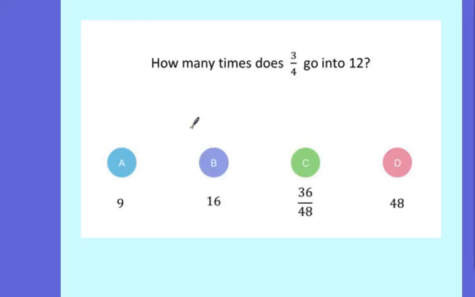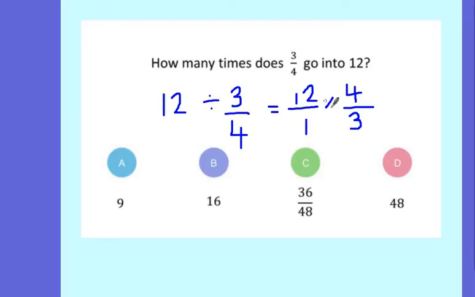How about now? How many times does 3/4 go into 12? Pause the video, have a little think. Let's go through it. So the question it's asking me is, what is 12 divided by 3/4? Again, we keep our first number, we flip our second one, we change our sign to a multiply. 12 times 4 gives me 48. 1 times 3 gives me 3. However, I can simplify this. What's 48 divided by 3, Jasper? Exactly, 16. So the correct answer is B.